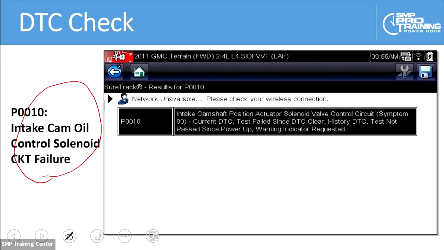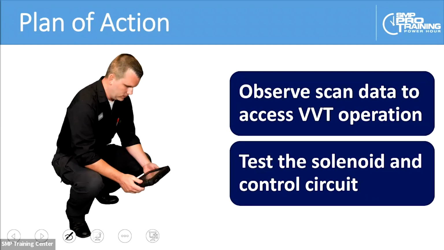So when you think about what that circuit entails, you have three pieces. You've got a module, you've got a solenoid, and you've got wiring. So we really need to start eliminating those components down to our fault, and we'll find it as we do our diagnosis. So to do this, we're going to need to observe scan data. We want to observe to see what's happening with the VVT operation. We'll see what's happening as far as the command to the variable valve timing solenoid. Then once we do that, we're going to want to test the solenoid and the control circuit. Okay, well, let's do it.